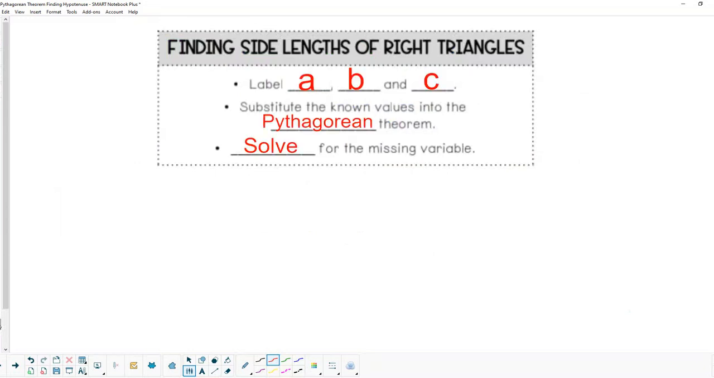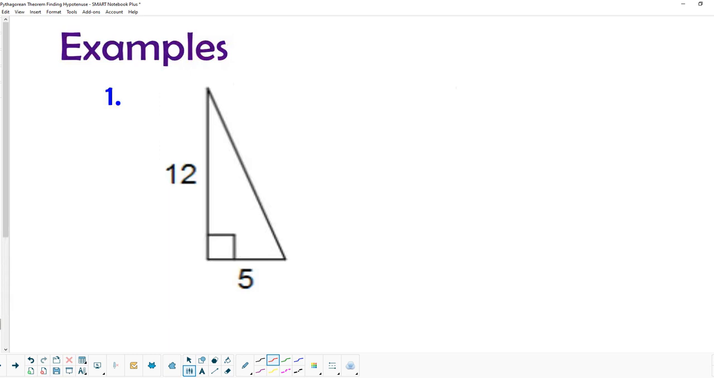Okay, so finding side lengths of a right triangle. What you do is label the sides A, B, and C, then substitute the known values into the Pythagorean theorem. We'll give you numbers for two of these three sides, and then you solve for the missing variable. So here's what we're talking about. You've got these two numbers. It looks like we've got A and B, and we're looking for C.